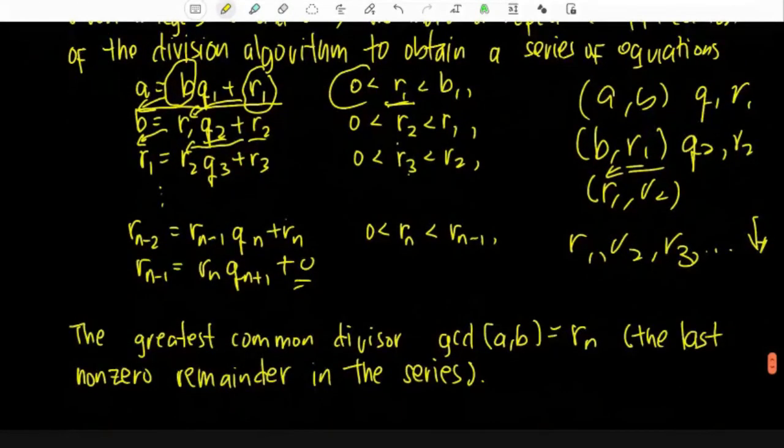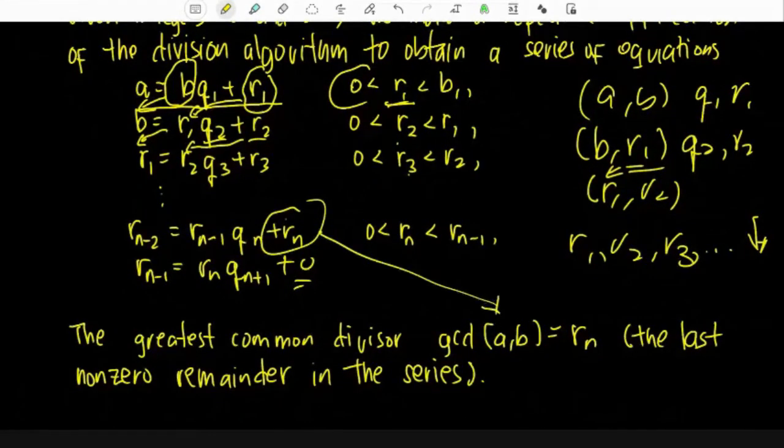The last non-zero remainder is actually the GCD of A and B. Okay. Now, it's easy to see na divisor siya. Bakit? Divisor siya kasi, di ba, nagsimula tayo dun sa unang division algorithm natin. A is equal to BQ1 plus R1.